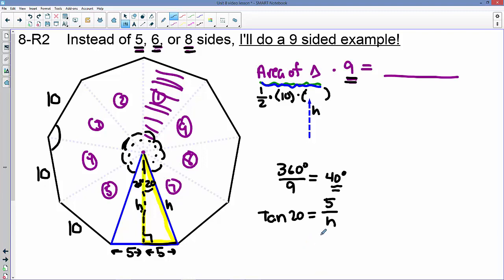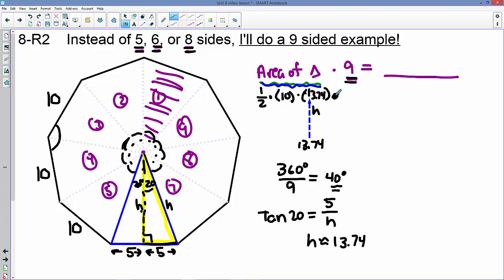Press 5 divided by tangent of 20 on your calculator. And you get approximately 13.74 rounded to the 100th place. Okay, so we're going to put 13.74 in here, right? 13.74. Okay, and then we just multiply.